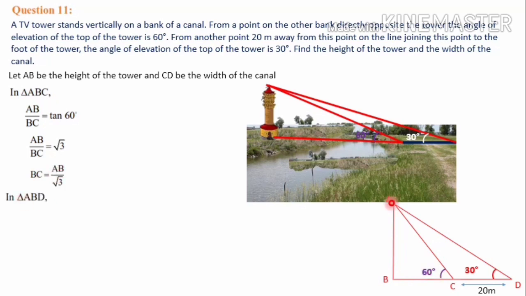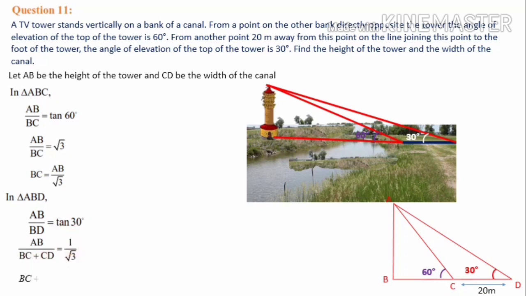Then in triangle ABD, the bigger triangle, here also with respect to 30 degree angle, this is opposite and BD is adjacent. So relation is tan 30 is equal to AB by BD. From here AB divided by BD we can split. This total length BD we can split as BC plus CD. Just split it BC plus CD.